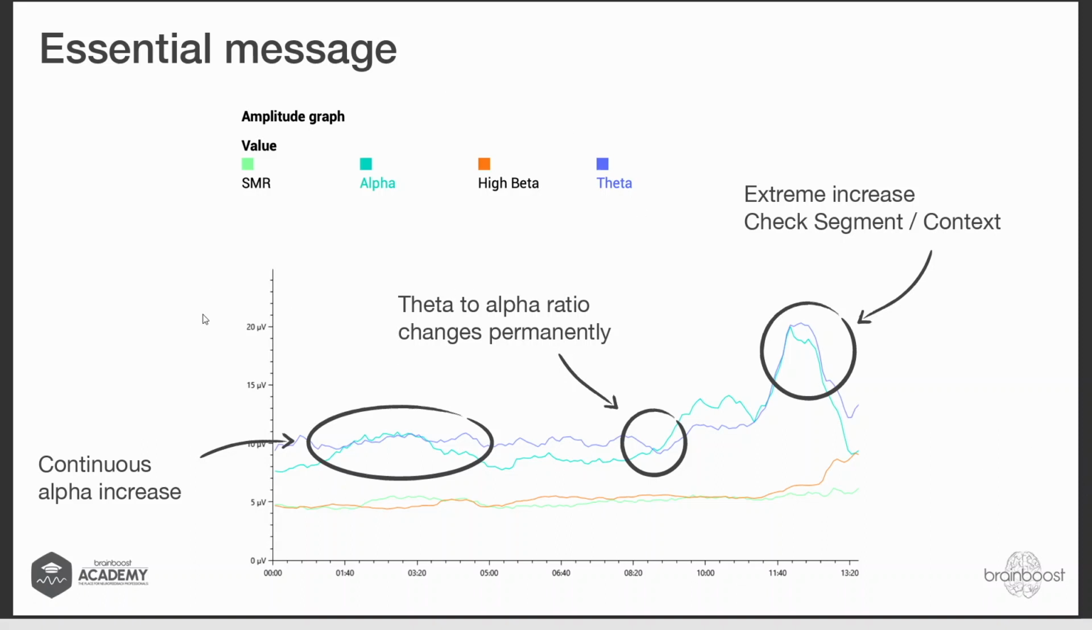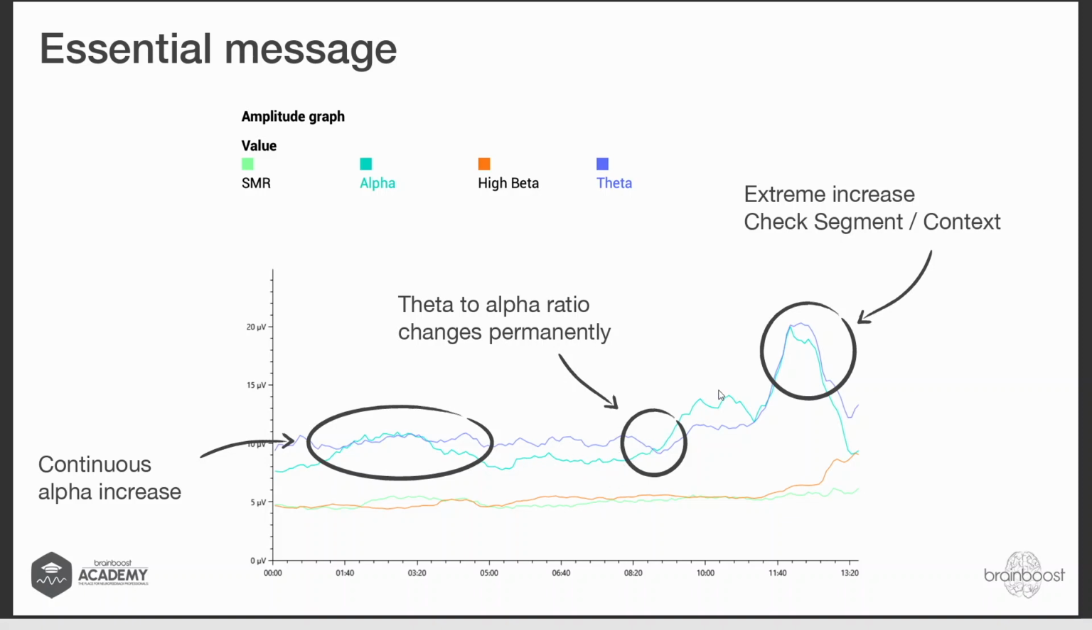If I print this out and I want to circle some stuff, let's take a look at the first couple of minutes. Continuous alpha increase. You see this? This is already, but then also drop. This is a core message. I don't need to do tons of EEG stuff, etc. This is one message. What else do we see here? Theta to alpha ratio changes permanently. So not just for one moment.